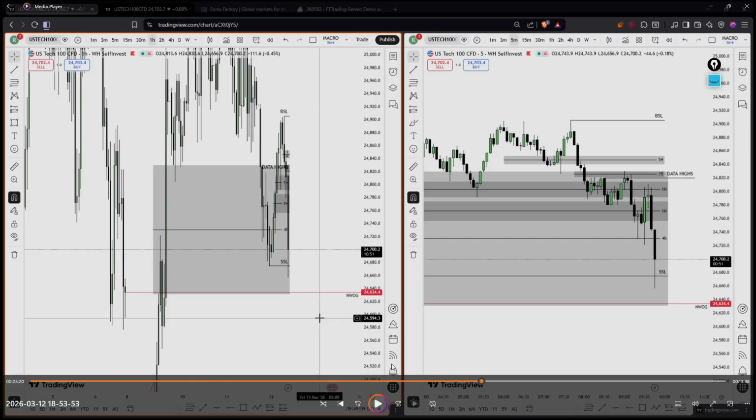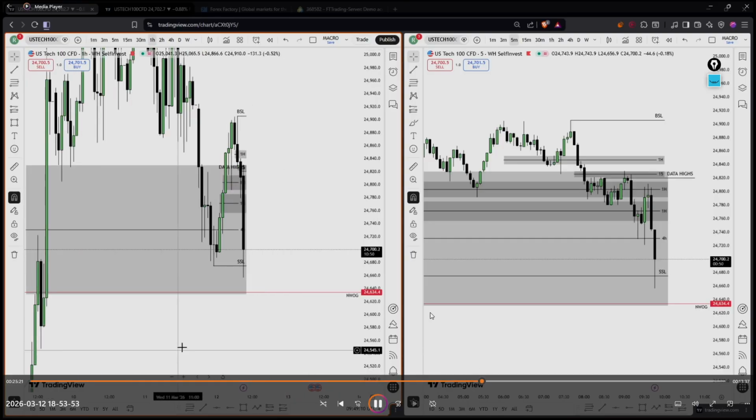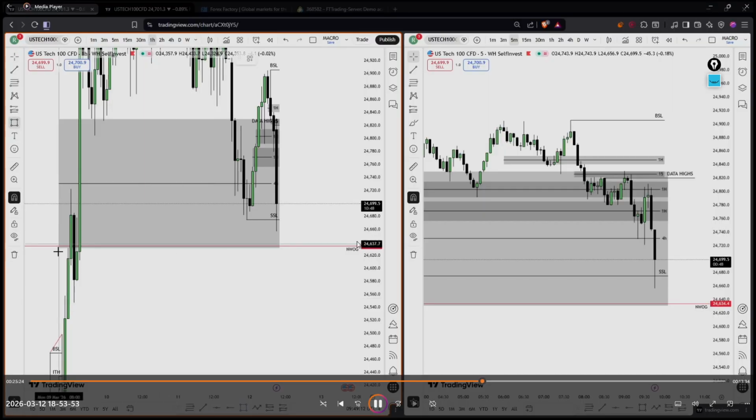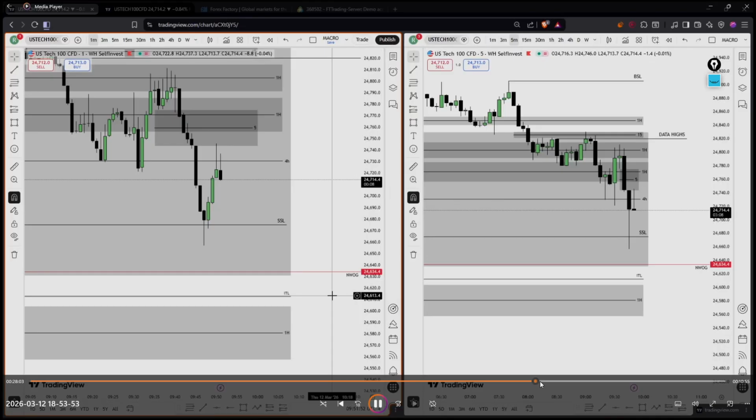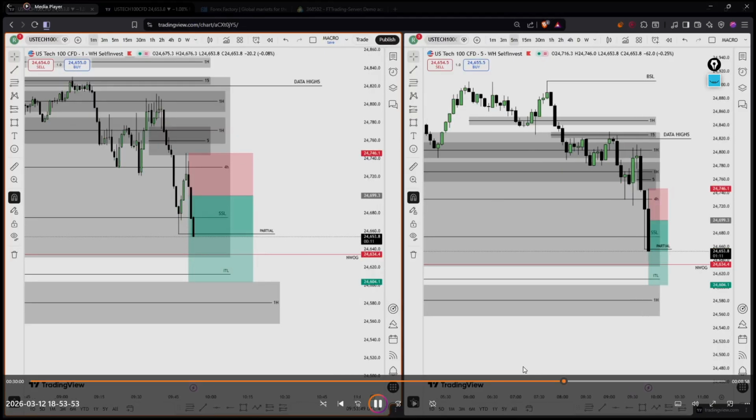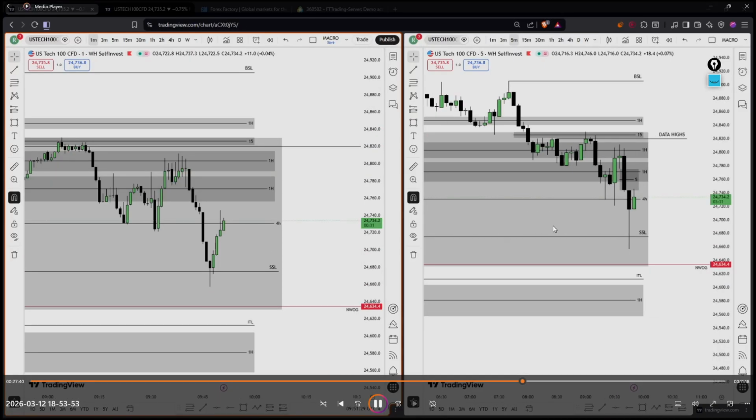Okay, so after this, as you can see, I'm waiting. Then we get a nice continuation to the 5 minute FVG. You see here, 5 minute FVG gets formed here. As you can see on this right screen, this one, 5 minute FVG got formed. I marked it out here. Then we got a tap.